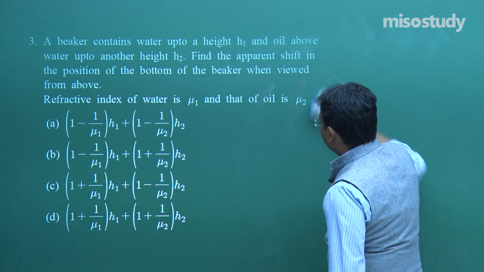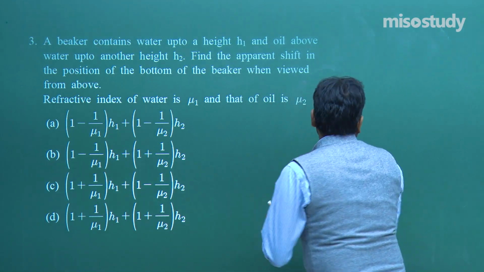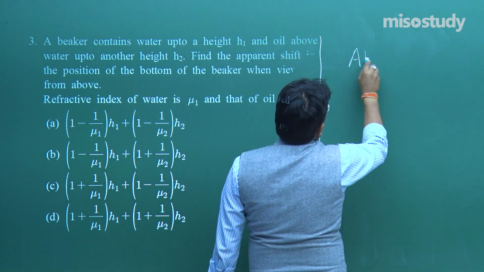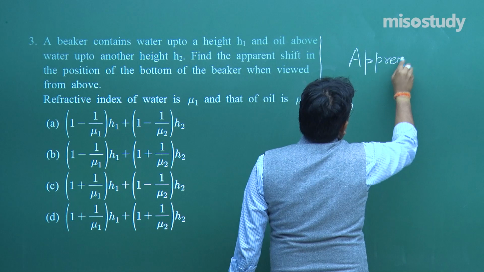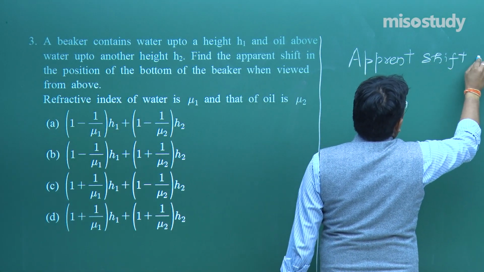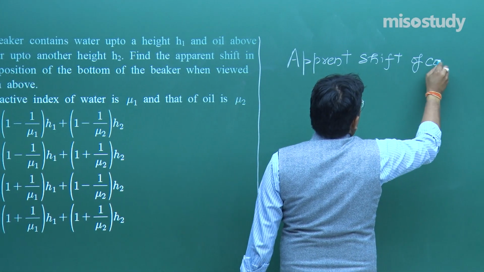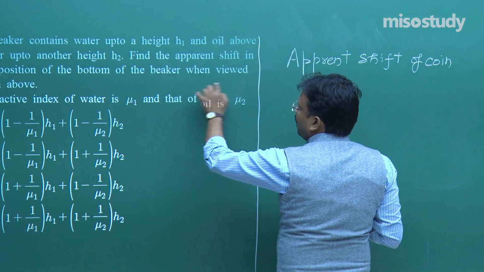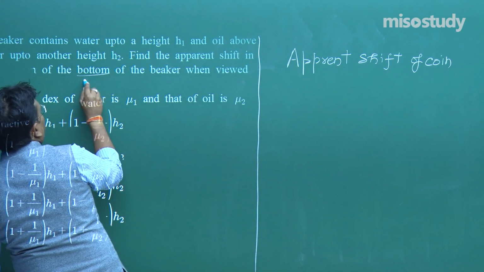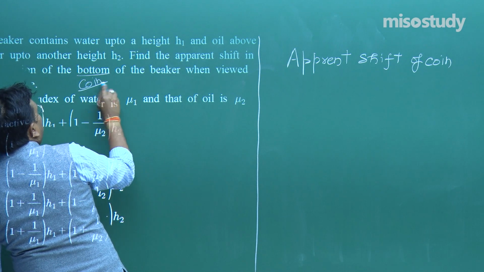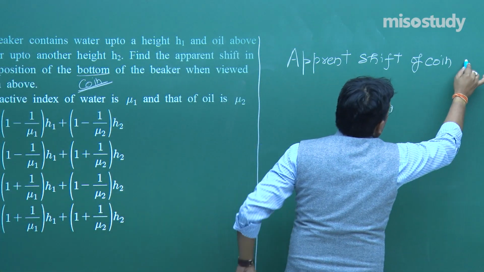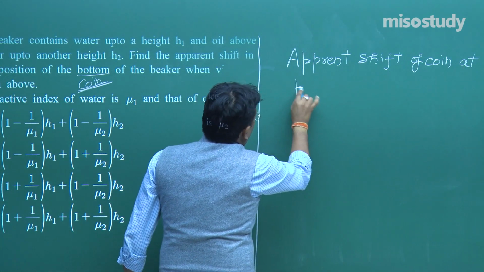I hope the diagram is clear to all of you. So what exactly is the solution? Apparent shift of coin. Where is the coin? It's talking about the bottom, but let's replace the bottom by the coin. I think now visualization is easier. Apparent shift of coin at the bottom.